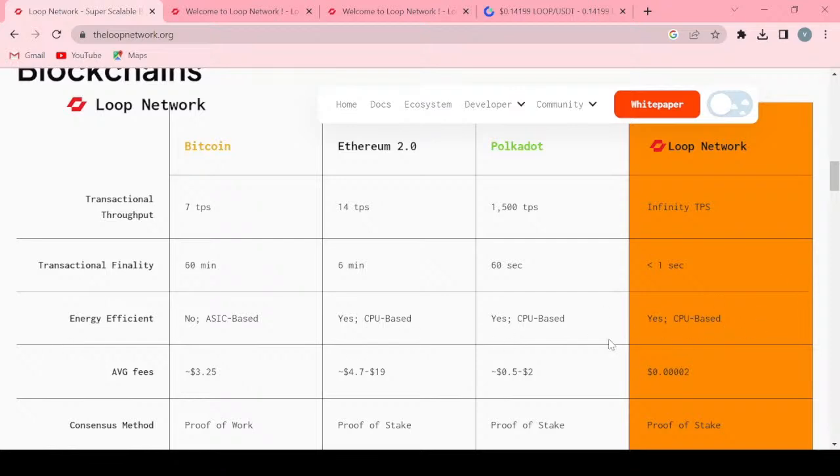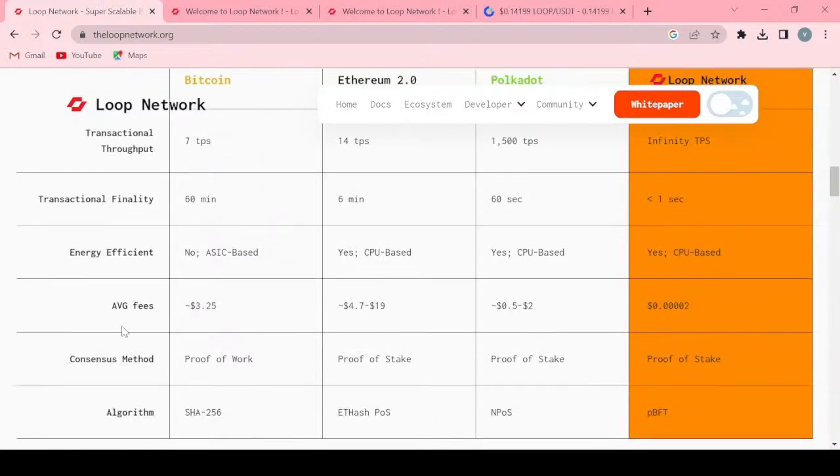Okay, the average fee for Bitcoin is $3.25, and for Ethereum 2.0 it is $4.7 to $19, and Polkadot is 0.5 to $2. And Loop network's is very low compared to Bitcoin and Ethereum. It is 0.00002, which is very much lower compared to Bitcoin, Ethereum and Polkadot.